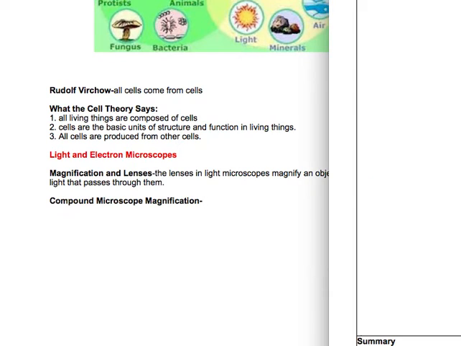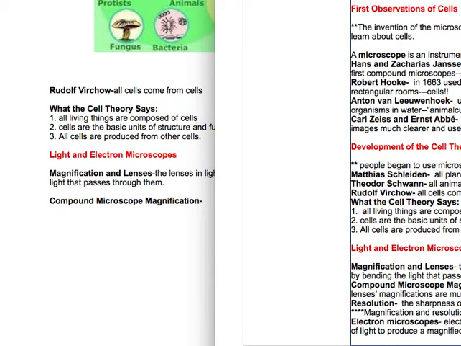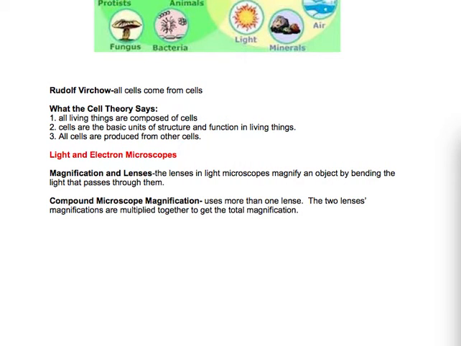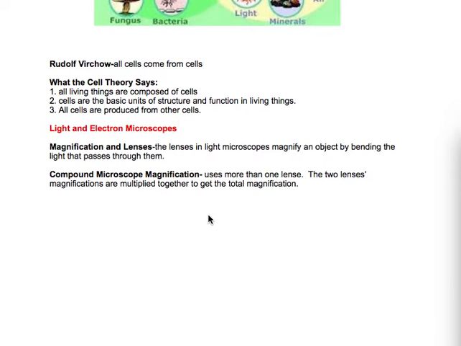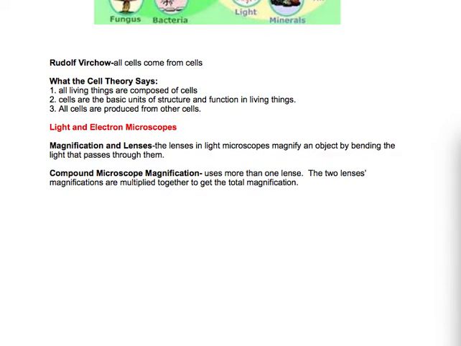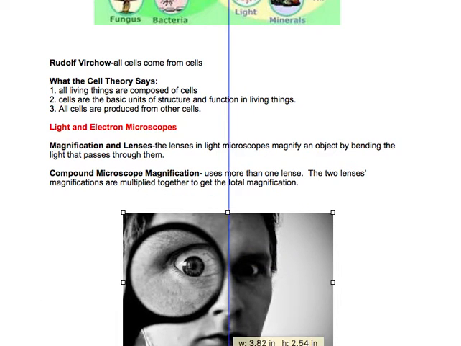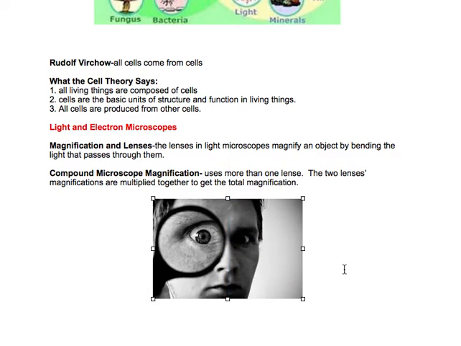And so you get much better magnification as a result. So compound microscope magnification uses more than one lens. The two lenses' magnifications are multiplied together to get the total magnification. So super important, magnification, making something look bigger. And there you go, you have a creepy eyeball.